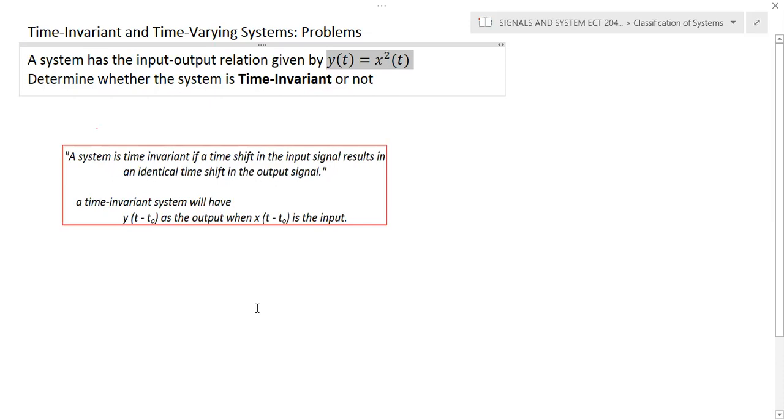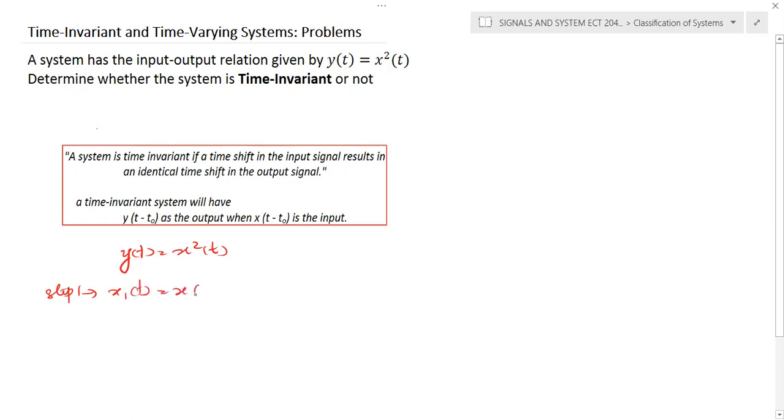Now we'll discuss this particular question. Here, this y of t is given by the equation x square of t. And in step 1, we will apply an input x1 of t, which is a shifted version of the input, that is x of t minus t0, and we will find the output.